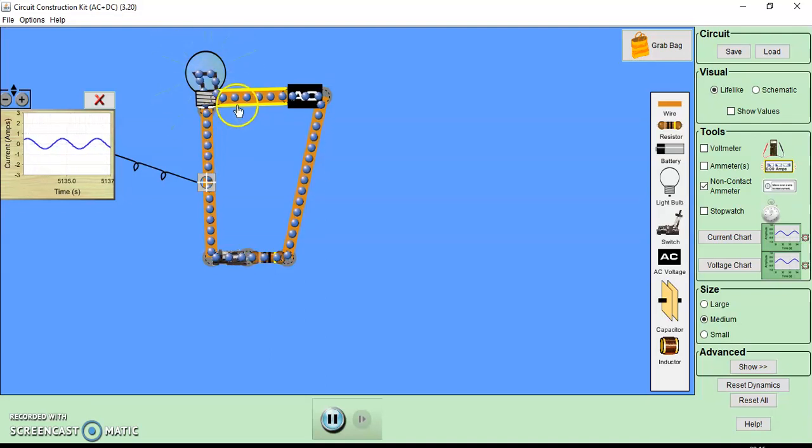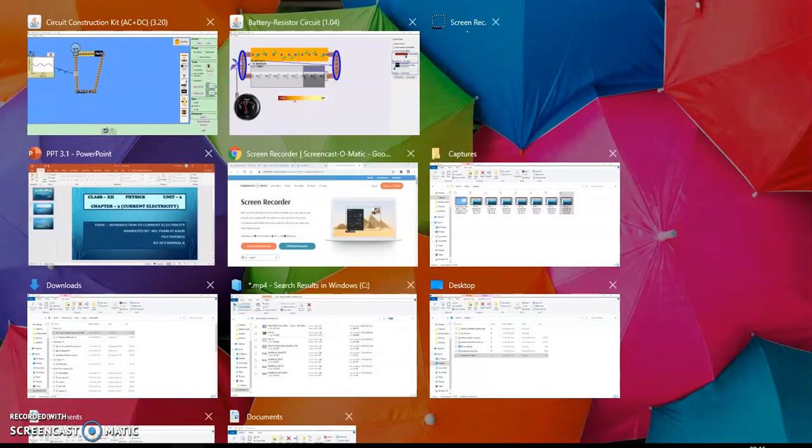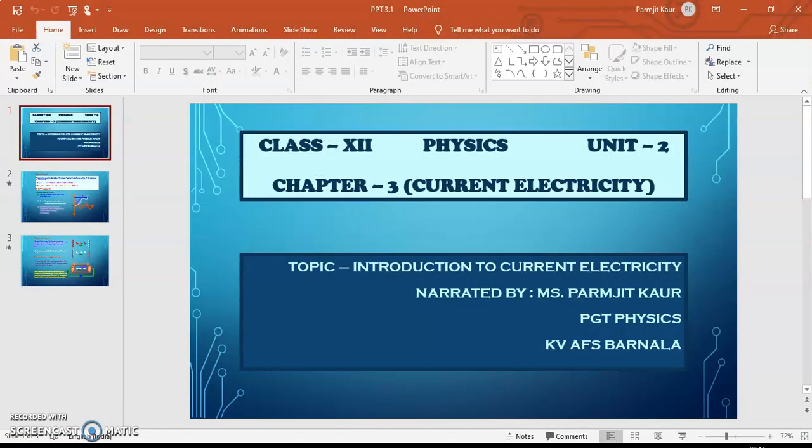But what you can clearly see here is that the electrons are not moving from one end to another, as was happening in the case of the DC source, right students? You can make use of this simulation also, so that you understand how the different kinds of current change. Okay, now let me get back to the theoretical part.